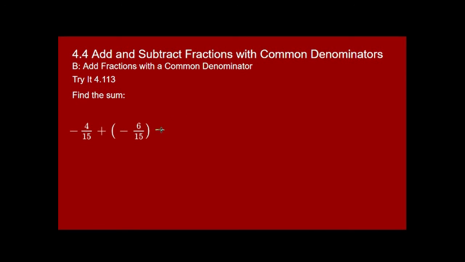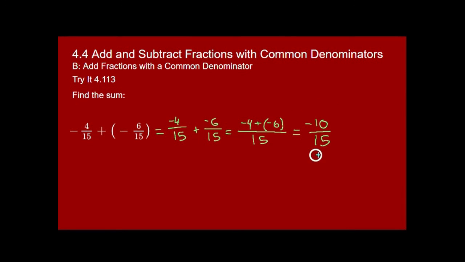So first I'm going to move those negatives into the numerators. Negative 4/15 plus negative 6/15. Add the numerators. Negative 4 plus negative 6/15. Once again, if you want to rewrite this as a minus, as a subtraction problem, that's fine. Negative 4 plus negative 6 is negative 10 divided by 15.